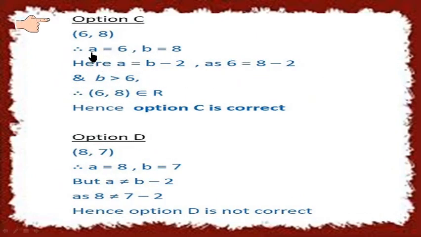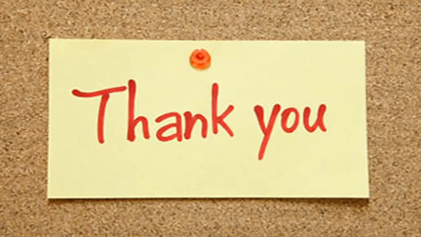Then (6, 8). a is 6, b is 8. So a is b minus 2. Let's put the values here: 6 is equal to 8 minus 2. But b is greater than 6. So do we have b greater than 6? Yes, we have b greater than 6. So (6, 8), this option is correct. Now if you want, you can even check option D, (8, 7): a is 8 and b is 7. So a is 8 and the right hand side is b minus 2, meaning 7 minus 2. 8 is not equal to 5. So option D is also not correct. So I hope you have understood these questions. Now I would request you to complete the entire exercise 1.1. Thank you students.